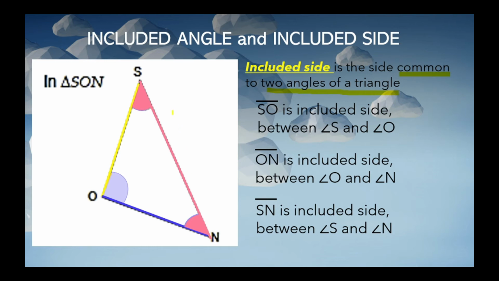Now, another thing, kahit wala tayong figure, we can identify included side. How? So, take a look at the name of the two angles, angle S and angle O. If we combine these two letters, S and O, so meaning, the common side between these two angles is side SO. We are just combining the names of the two angles. Like this one, angle O and angle N. Combine ON, so that is side ON, the common. Angle S and angle N. So we just combine SN, that is the included side. Side SN. So that is all about included angle and included side.